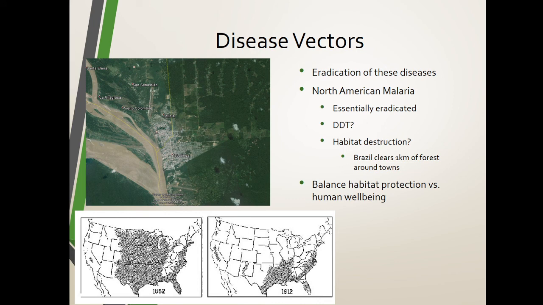Right now, in Brazil, they will clear a kilometer around a city to try to prevent the malaria mosquitoes from being there. And what they're really trying to do is balance habitat protection versus human well-being. Is clearing a kilometer of forest around every town a good thing? Probably not. But for the people there, I think you're going to have a hard time telling them that you need to have a forest around your property when it's going to mean malaria for them.